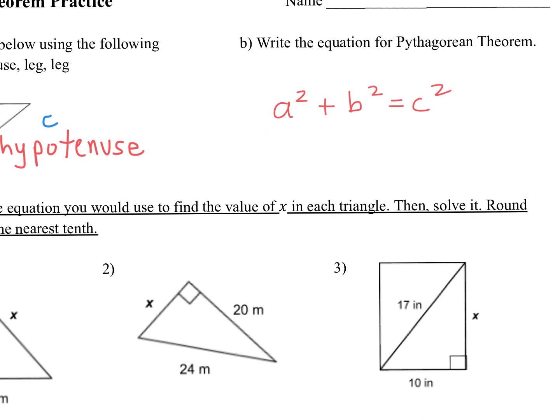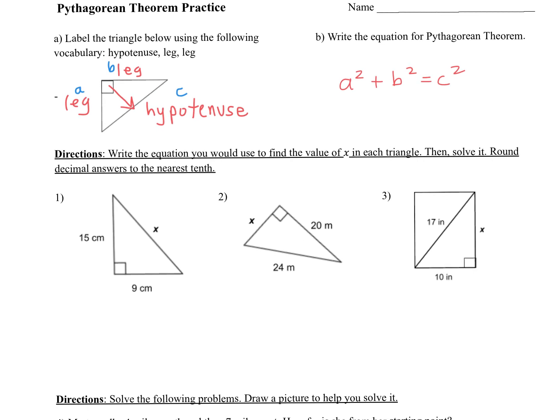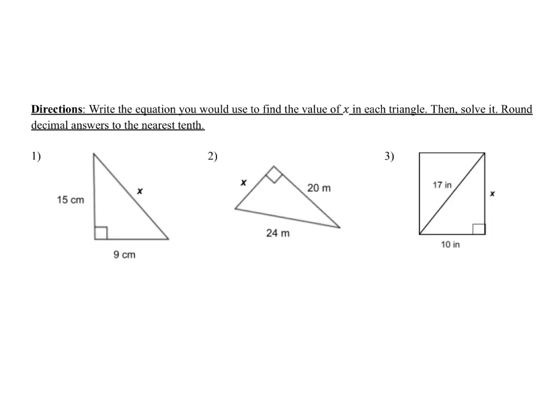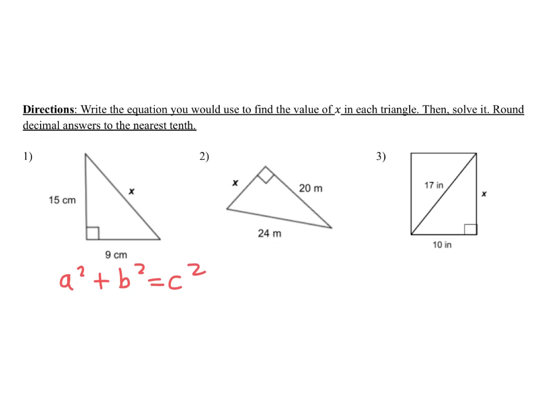For the next set of questions, we're going to use Pythagorean theorem to solve for the missing side length. Okay, for number 1, it's always good to write the formula. A squared plus B squared equals C squared. And next, let's look at our picture and see what we're looking for. Across from the right angle is always the C. So for the first one, we are looking for the C. That means we have the legs. So 15 squared plus 9 squared equals C squared.